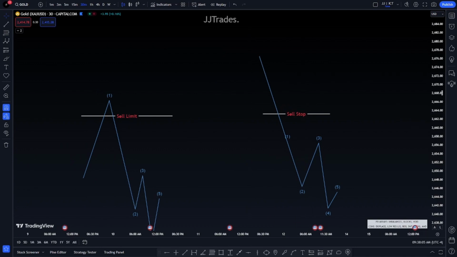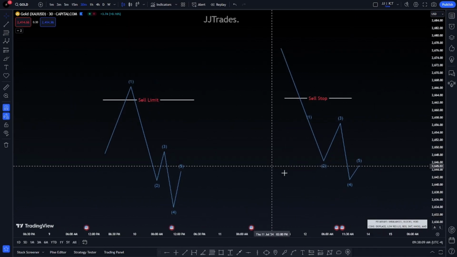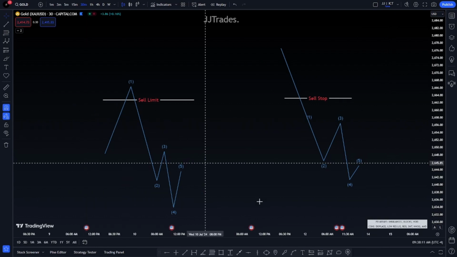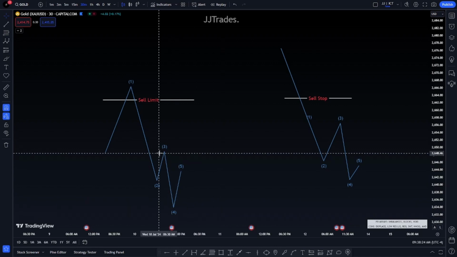So explain these two to me. In your head, you can say it in your head. I'll give you 30 seconds. What's a sell limit and what's a sell stop? Huh. You probably didn't even explain it, but it really doesn't matter. So I'll explain it again, just so you can understand.